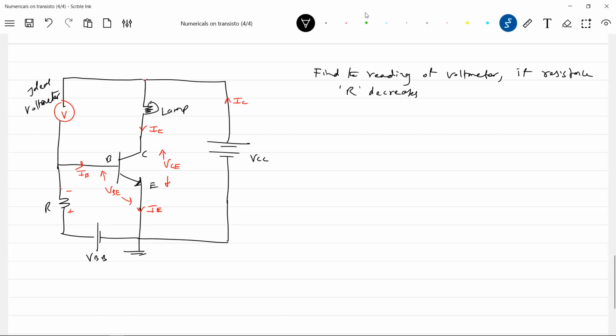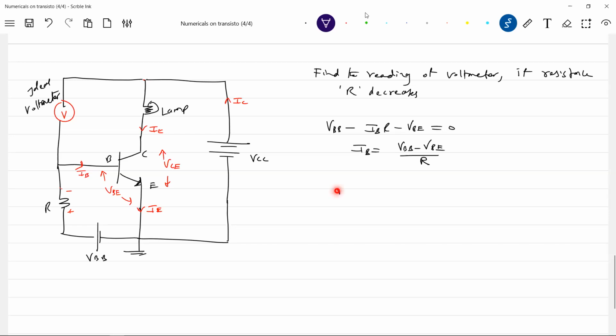Okay, now let's begin with a set of equations. Plus VBB minus IB R minus VBE equal to 0. So IB is equal to (VBB minus VBE) by R. That's one equation.